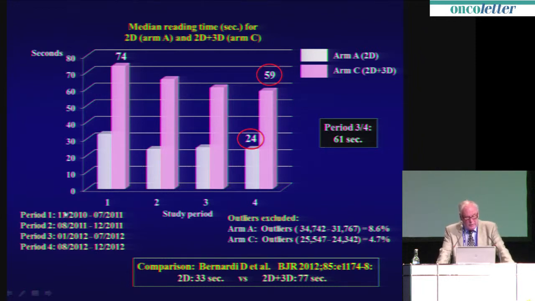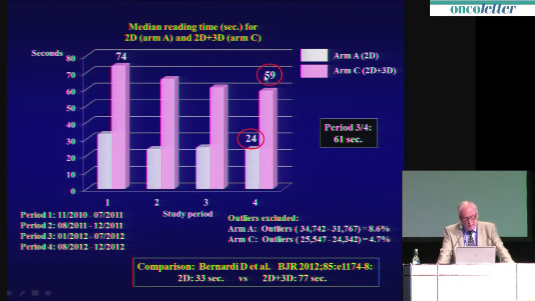I stratified on the 6-month periods of our 2-year trial, and you can see when we started the study at Christmas 2010, the median interpretation, this is not the mean, but the median, of course. You know, from daily practice, you get phone calls and you get coffee breaks. So if you take the mean, you have some outliers that are heavy. So this is the median reading time, 74 seconds. But after 1 year, it dropped to approximately 60 seconds.